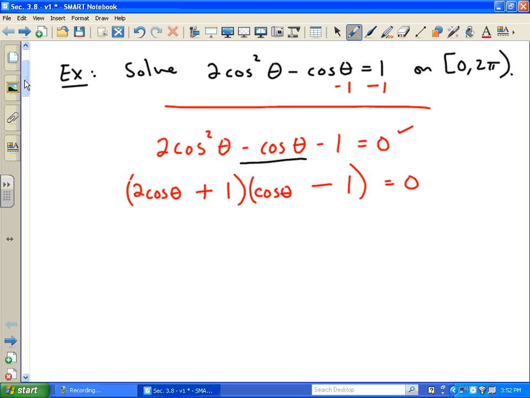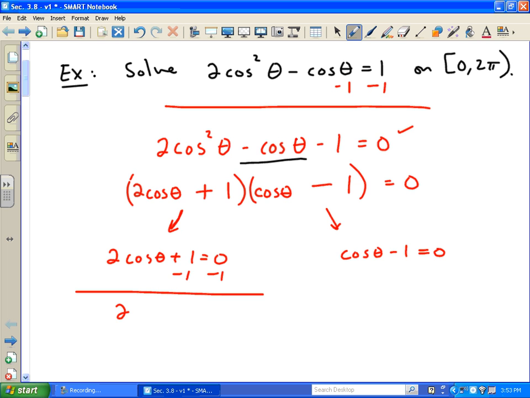From here, we know that once we have something factored, we set both of those two factors equal to 0 to solve. Sometimes when we do this, we end up with solutions that are not proper. In this particular case, I believe we will end up with good solutions, but sometimes you end up with solutions that are not proper solutions. On this first equation, we want to subtract over 1. We have 2 cosine of theta equals negative 1. Divide the 2 out. And so we have cosine of theta equals negative 1/2.